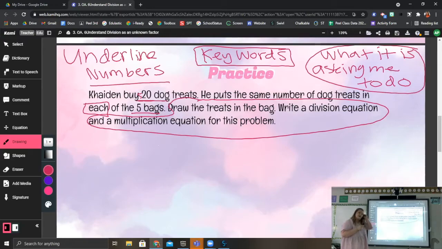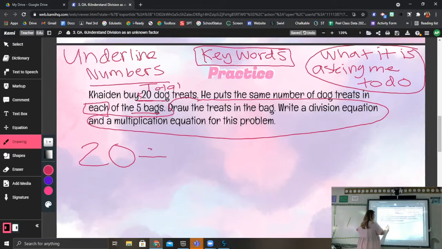So let's get started. If we have 20 dog treats, we don't get any more. We only have 20. It's our total. I'm going to write the word total over it, and I'm going to place it right here. He puts the same number of dog treats in each of the 5 bags. Since I see the word each and I box it as a keyword, and I know my total is 20, it's going to be a division problem. So if you see the word each and you know your total, it's going to be a division problem. So I'm going to go ahead and put my division sign in.